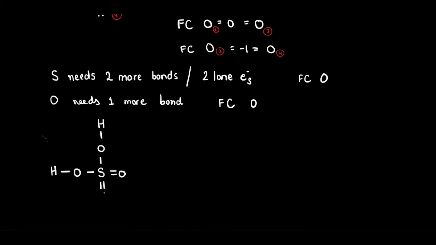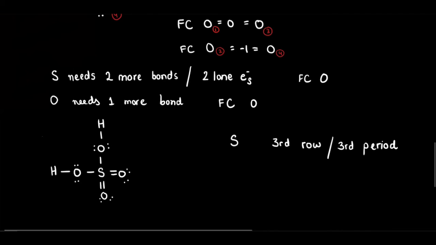Now you would be wondering why in the world sulfur has a total of 6 bonds around it. That is something you will need to know. So let's draw the lone electrons first. Now if you notice on the periodic table, sulfur is in the 3rd row, or you can say the 3rd period. And in the 3rd period, that means the 3rd shell has been used. And what are the subshells in the 3rd shell? They are S, P, D.